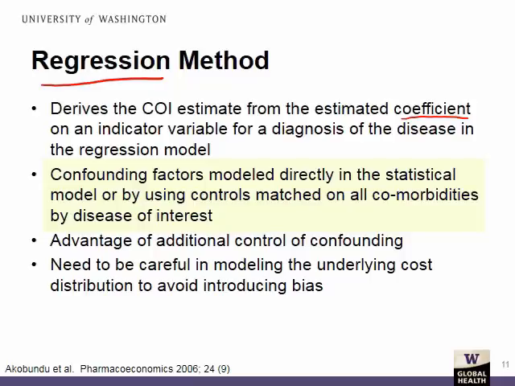You can use direct control in a statistical model, or you can do control using matching. The advantage is that you have additional control for confounding when you use regression methods. But the disadvantage is that you need to take care of the underlying distribution of cost. Sometimes you need advanced regression techniques because of the underlying distribution of costs. So costs can have unpredictable distributions, and you need to take care of those before you execute a regression analysis on cost data.